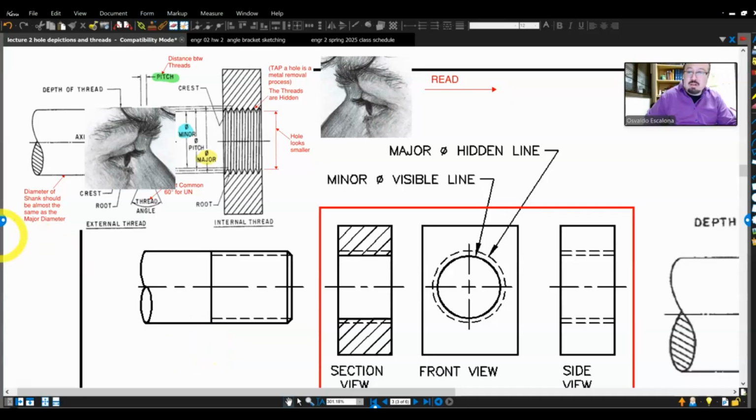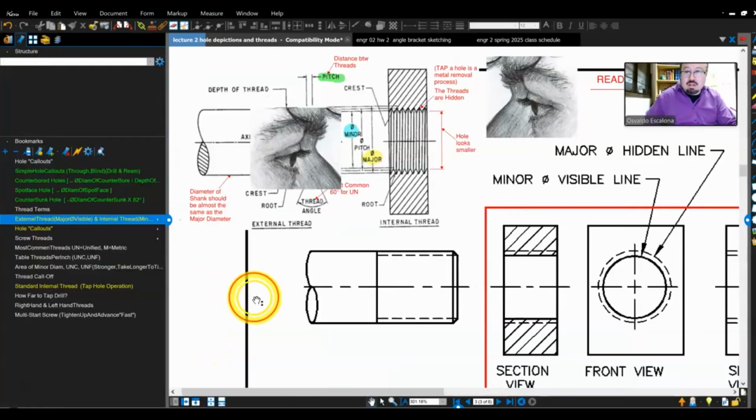Okay, I believe that's where I'm going to leave it. What you have learned today is a couple of holes, how you call out a simple hole. It could be a through hole or it could be a blind hole. You can use a drill. So the minor is the smallest. Yes, the one that goes from the root to the root.